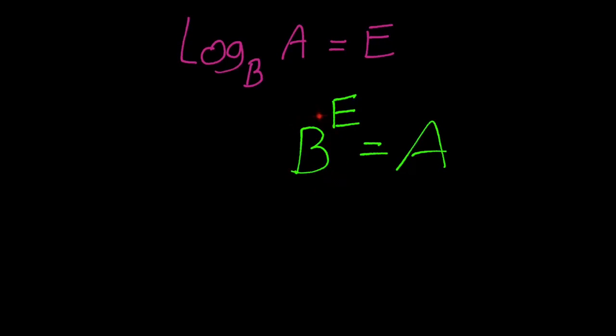The B for the base here is this base right there. The A for the answer is this answer right here. And the E for the exponent is the exponent right there. So let's practice changing a couple from exponential form into logarithmic form and vice versa.